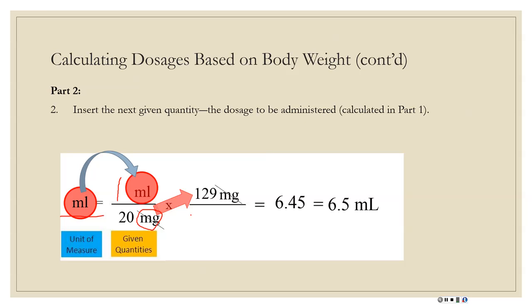Now, when we look at our rounding instructions, it said to round to the nearest tenth. The nearest tenth is that first decimal. So we're going to round to this place, so we look at the next spot. This is 5 or greater, so then we round up. So we have 6.5 milliliters that we will administer to this client.